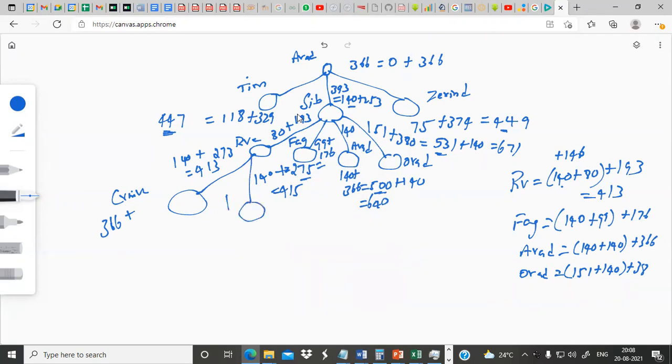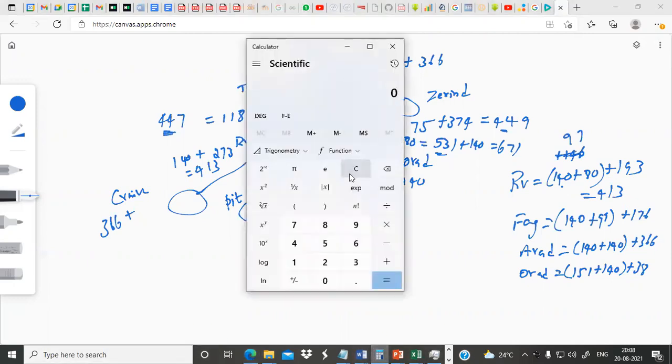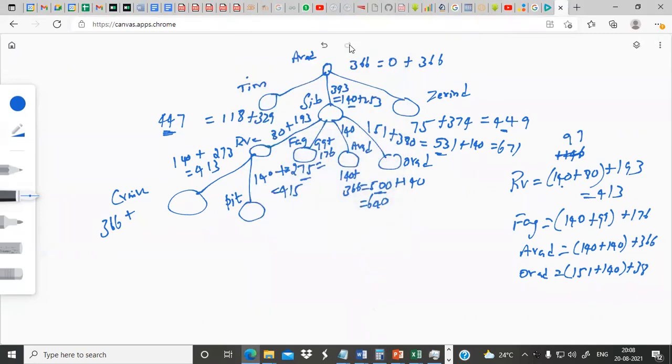It can reach Petoskey at the cost of 97. So that means instead of 146 here we have to add 97. So it is 140 plus 80 plus 97, which is 317. So for reaching Petoskey, the actual cost is 317 via RV.